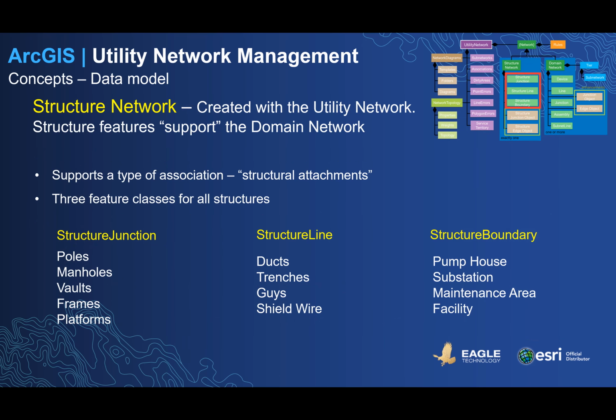The structure network defines what carries or supports your domain network. These are designed to be leveraged right across your network and can be shared by multiple networks. There are 3 feature classes for all structures. Structure junctions are points that can either be a structural feature to which a device is attached or a container of multiple devices. Structure lines are linear features that carry a resource. Structure lines can contain other structure lines that can contain operational lines. Structure boundaries are the polygons that contain other structures, devices, lines, and assemblies. So all of these support associations or structural attachment or containment.